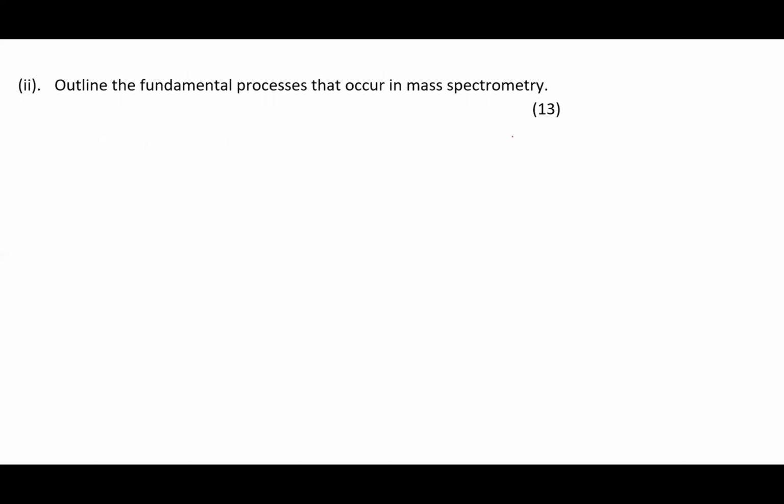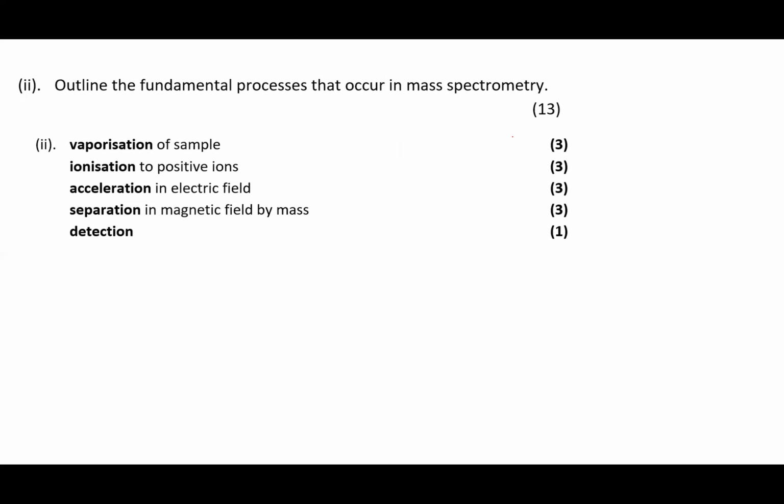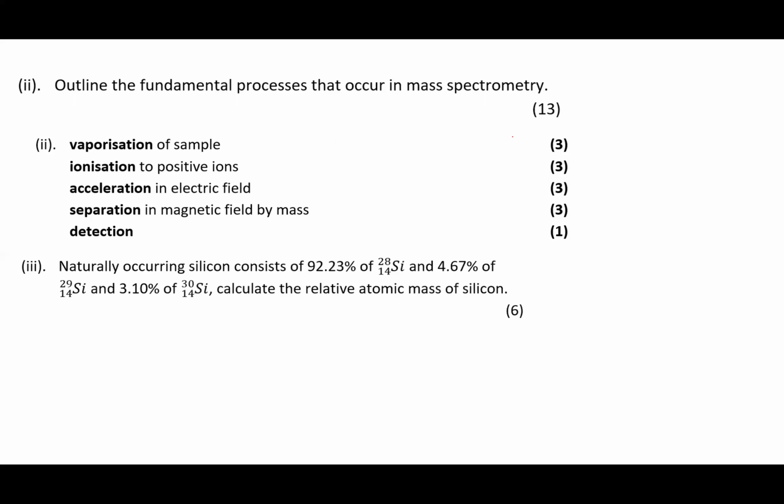Outline the fundamental processes that occur in mass spectrometry. So we have vaporization, ionization, acceleration, separation, and detection. So those 5 words there, you get 3 each for the first 4 and 1 mark for detection, a total of 13. And then naturally occurring silicon consists of 92.23% silicon-28, 4.67% of silicon-29, and 3.10% of silicon-30.